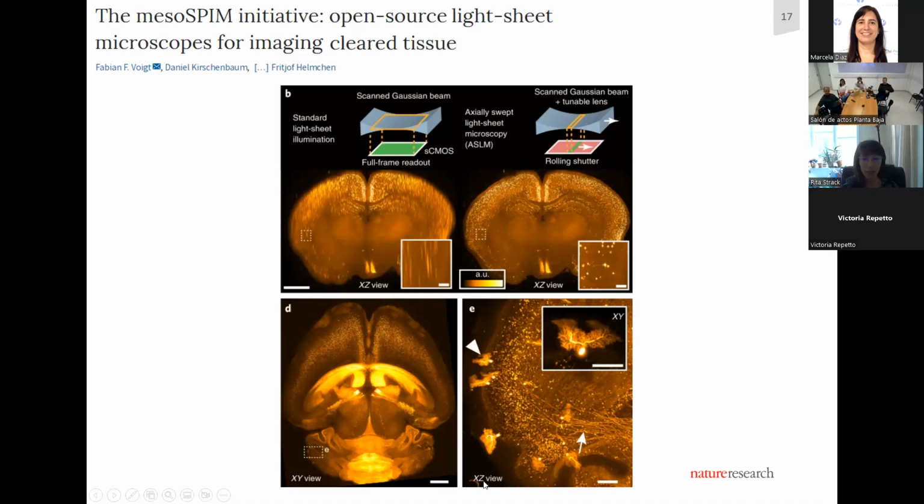And then again, beautiful XZ view. They show us a zoom in where they can see the fine neurites, both in XZ and in XY. And so I just love showing this one. If you've seen me talk before, you've probably seen this before, because I just love this figure. But I will say this isn't even the most beautiful figure in this paper. So I'm not just cherry picking.